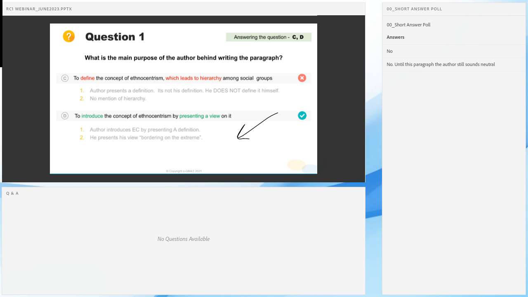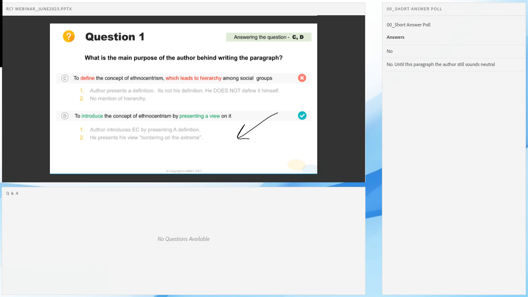Okay. The author here is merely presenting information. The author is not making a claim here. And this ability to distinguish between presenting information versus making a claim is a critical thing that's tested.